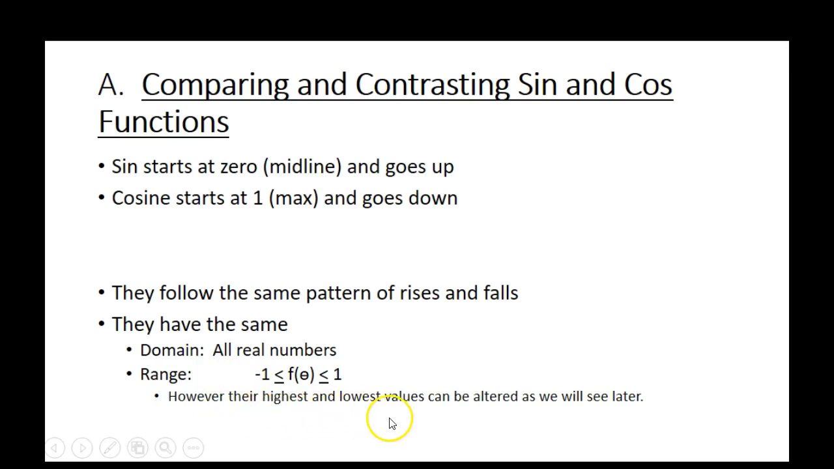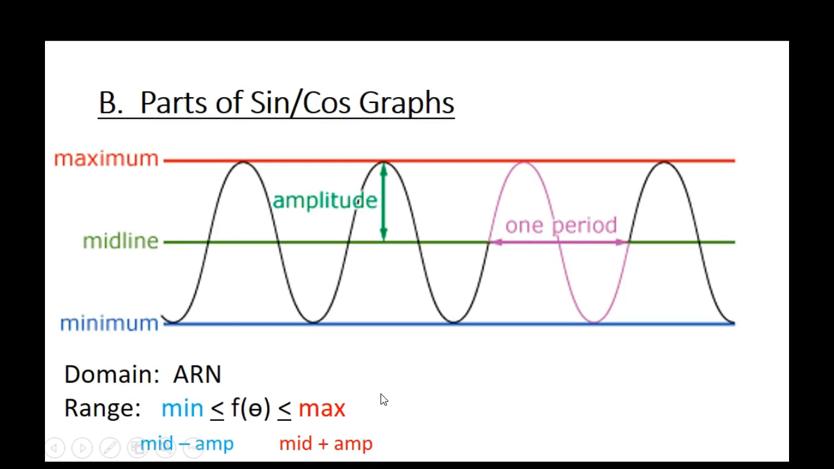Now, their highest and lowest values can be altered, and we'll see that a little bit later. All right. Here's some vocabulary for you guys. The top value of the function is called the maximum. The bottom is called the minimum. The line that goes right down the middle, which so far has been the x-axis, is called the midline, but it doesn't have to be the x-axis.